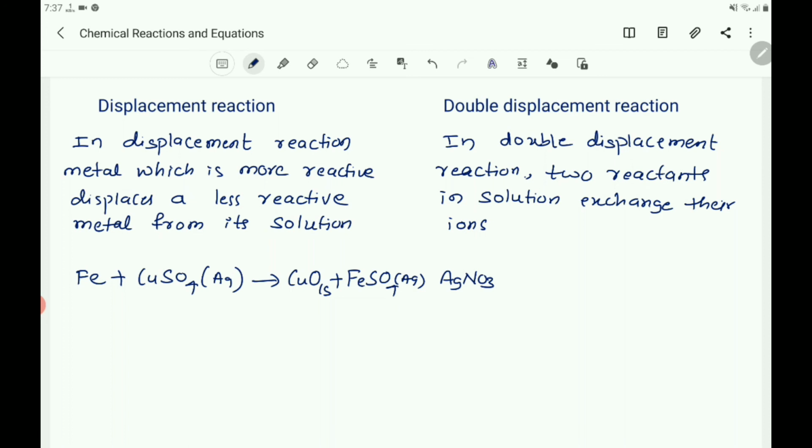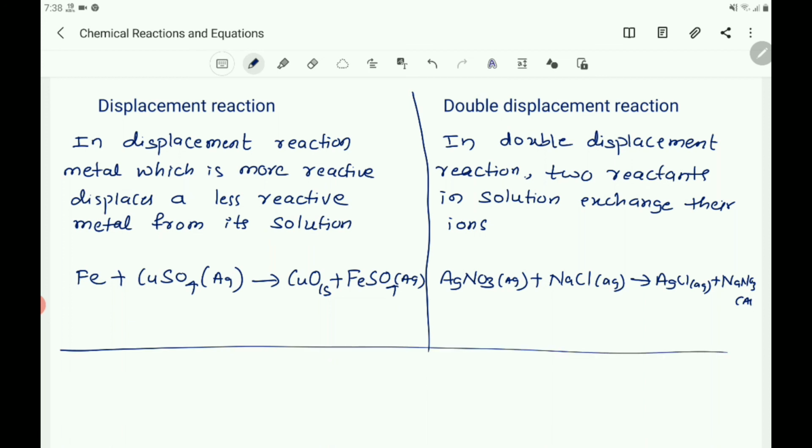AgNO3, that is the aqueous solution, plus NaCl, which is the aqueous solution, react with each other to give AgCl plus NaNO3. This is the aqueous solution. You know the reaction already. This is the difference between the displacement reaction and double displacement reaction. Here Ag ions and Na ions exchange. Similarly, NO3 ions and Cl ions exchange.